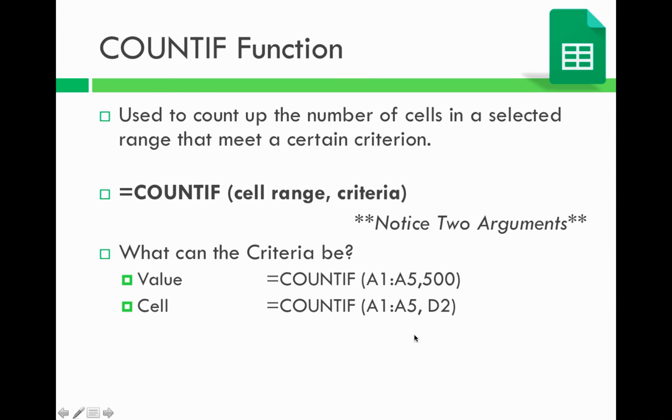We could do this, maybe. Please look at all the cells. Please only count cells in A1 to A5 who match the value in D2. So it's going to go into cell D2, and whatever happens to be stored there, it's going to try to look for that value in this range. Okay, so please count all the cells in this range that meet this criteria.